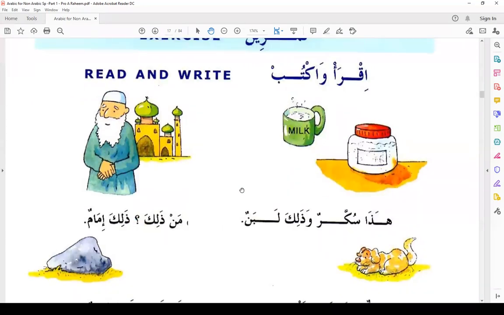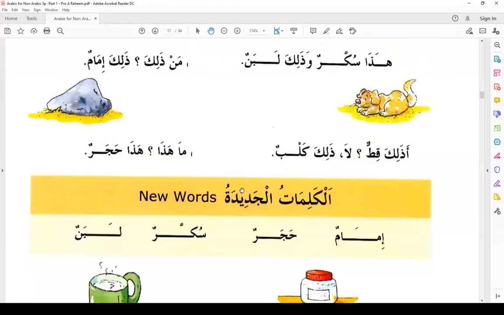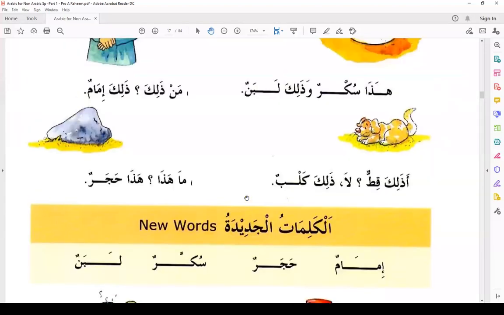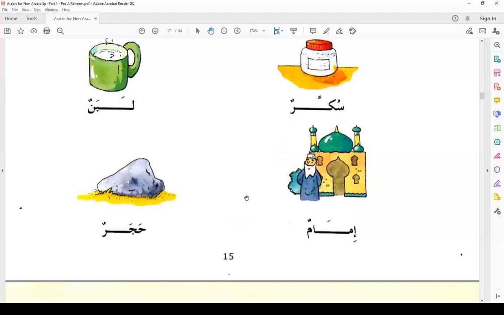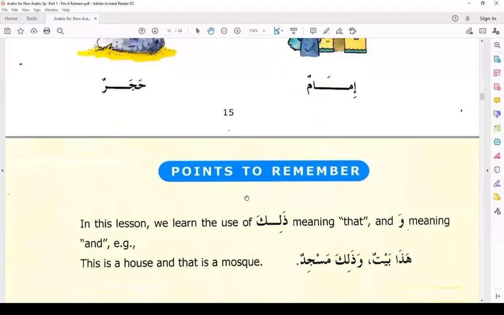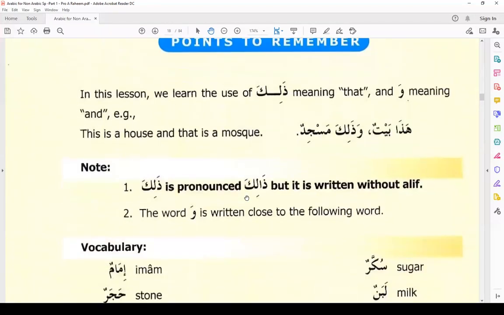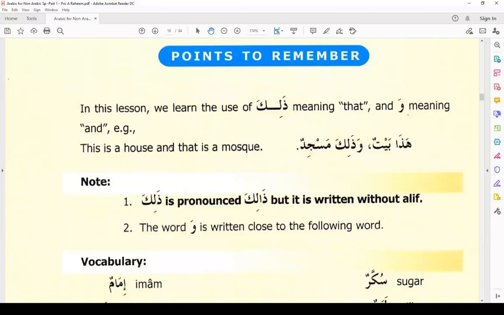Here's some exercise. I would like for you all to review this. Right, there are some new words that have been mentioned here, but we already went through those words. And then you have some points to remember. I'm going through this now with you all. What are the points to remember? In this lesson, we learn the use of dhalika, meaning that, and wa.